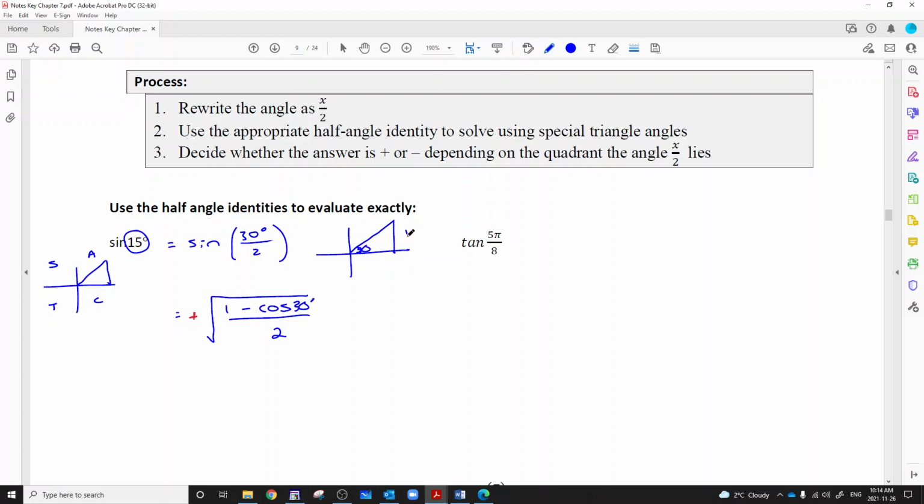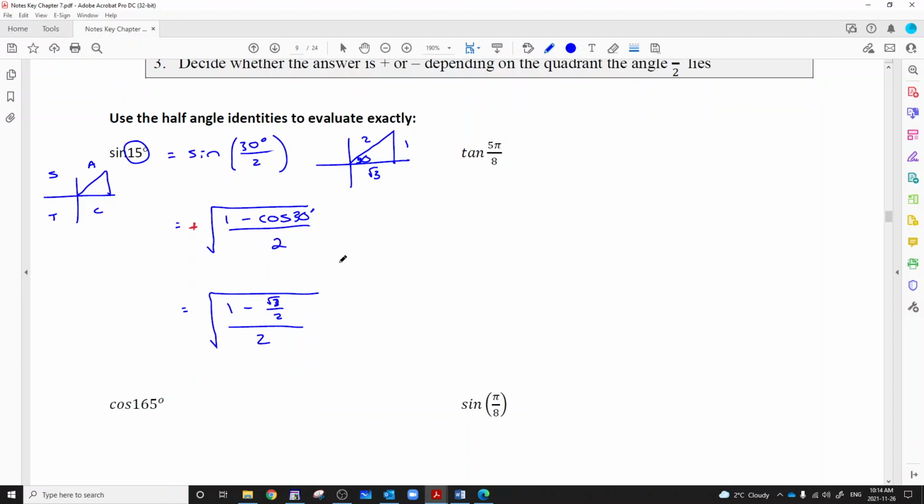It's the 1, 2, root 3 triangle. Everything's positive, so it would be adjacent over hypotenuse. So I can drop my positive, and we go 1 minus adjacent is root 3 over hypotenuse, which is 2, all over 2. Okay, so you can't leave things in an improper form. So we don't like the fact that this is a compound or a complex fraction.